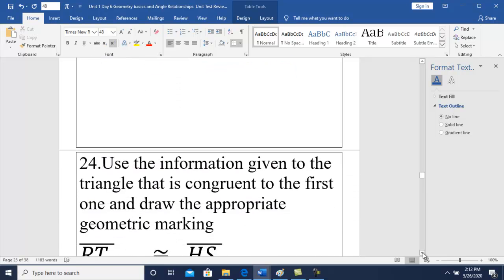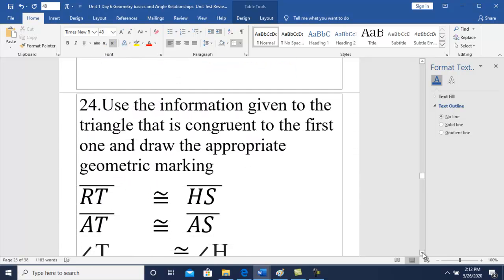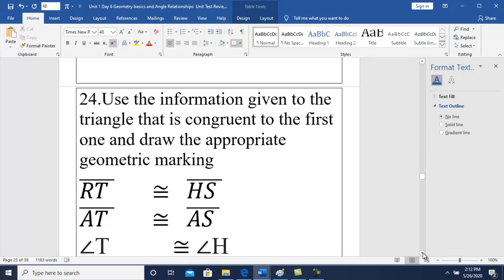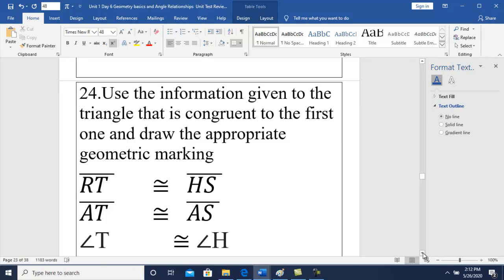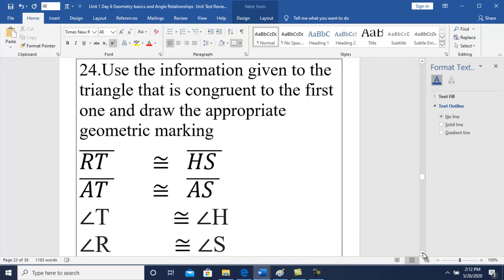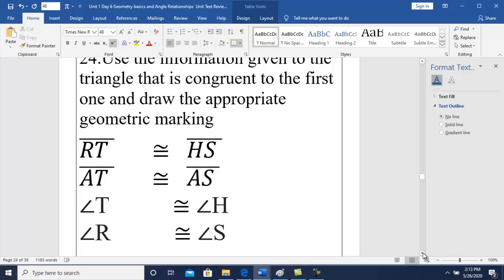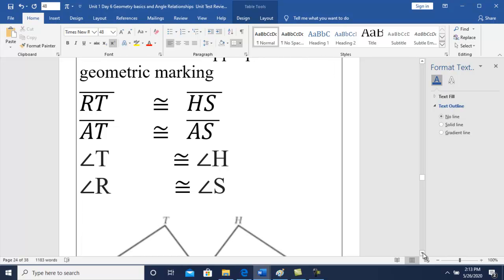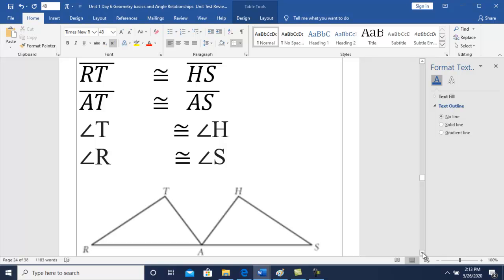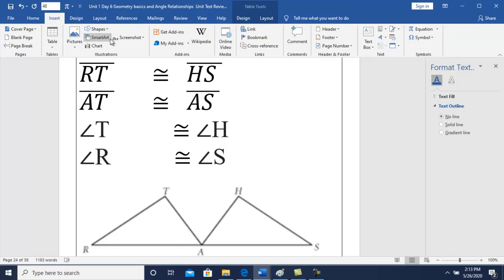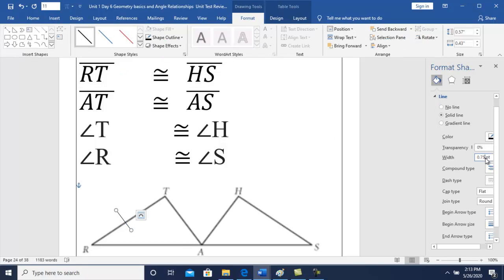Okay, number 24 says use the information given to draw the triangle that is congruent to the first one and draw the appropriate geometric markings. So we have 2 line segments and we have 2 angles. The first marking we're going to put is for RT and HS. So we're going to do a tick mark. Here is RT, I'll put 2 tick marks there.